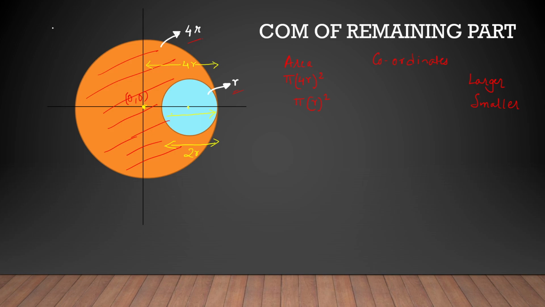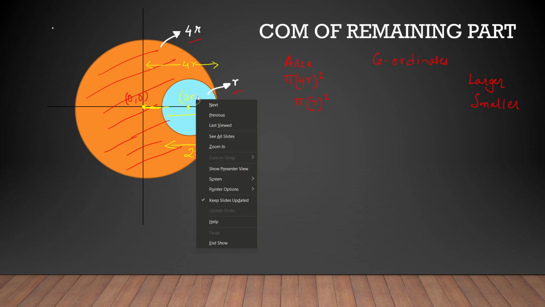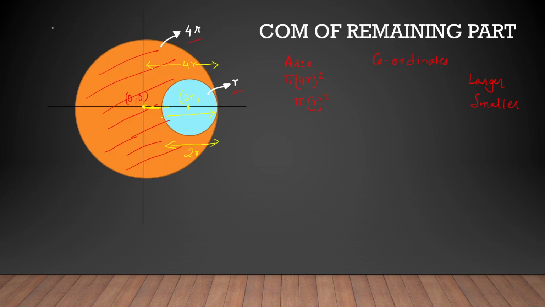Then what would be the coordinates of this point? On the x-axis it is 3r. See, this is 2r and this is r, so total it is 3r, comma on the y-axis it is still on the original line, so it is 3r, 0. So coordinates of the smaller is 3r, 0, while for larger it is 0, 0.